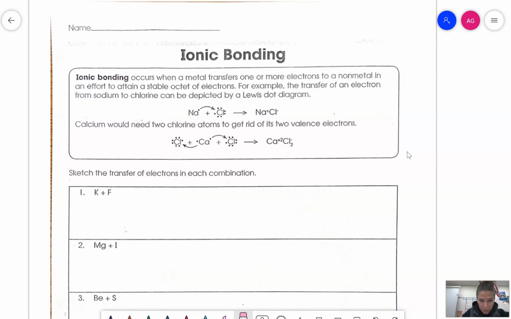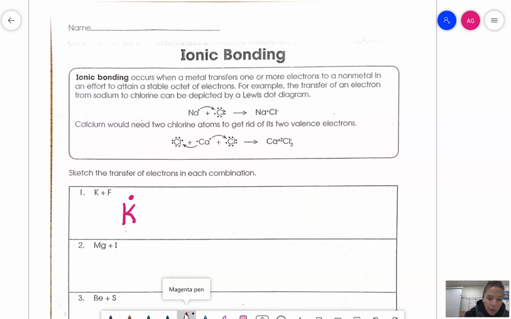Okay, so what we're looking at here is representing the transfer of electrons with ionic compounds. For the very first one, we've got potassium and fluorine coming together. Remember, this is only valence electrons. Potassium is in the very first column of the periodic table. It is right here. That means it has one valence electron, so I'm going to put that one valence electron in there.